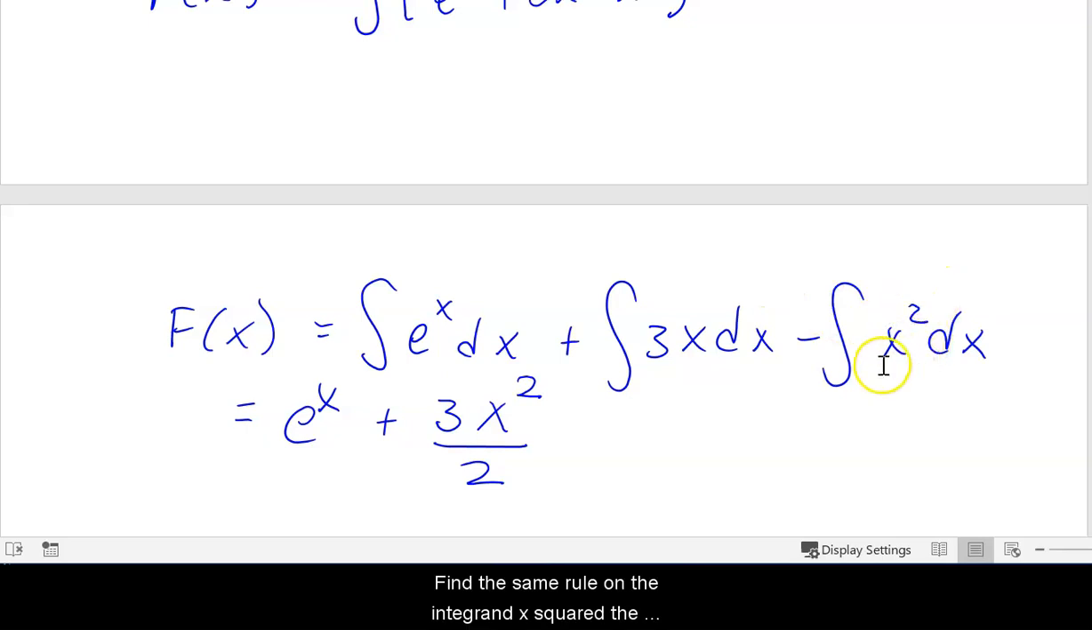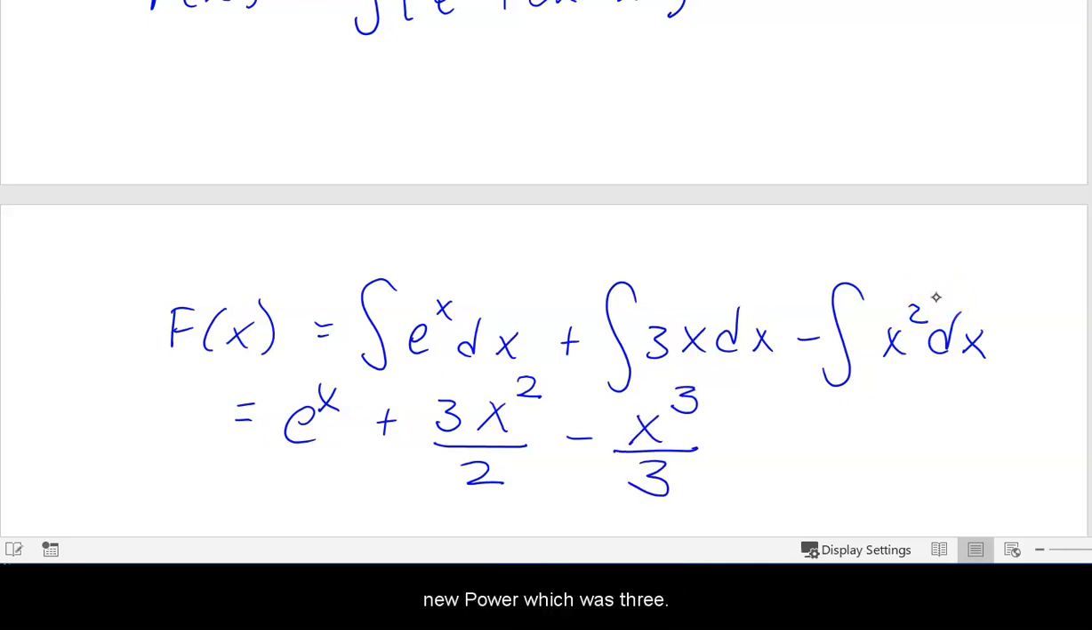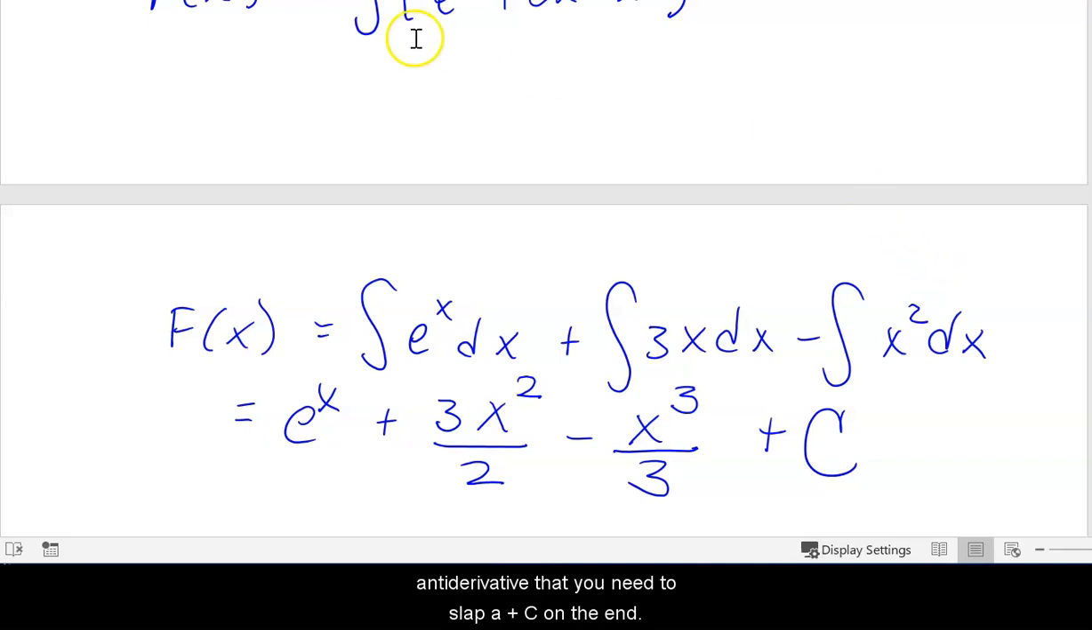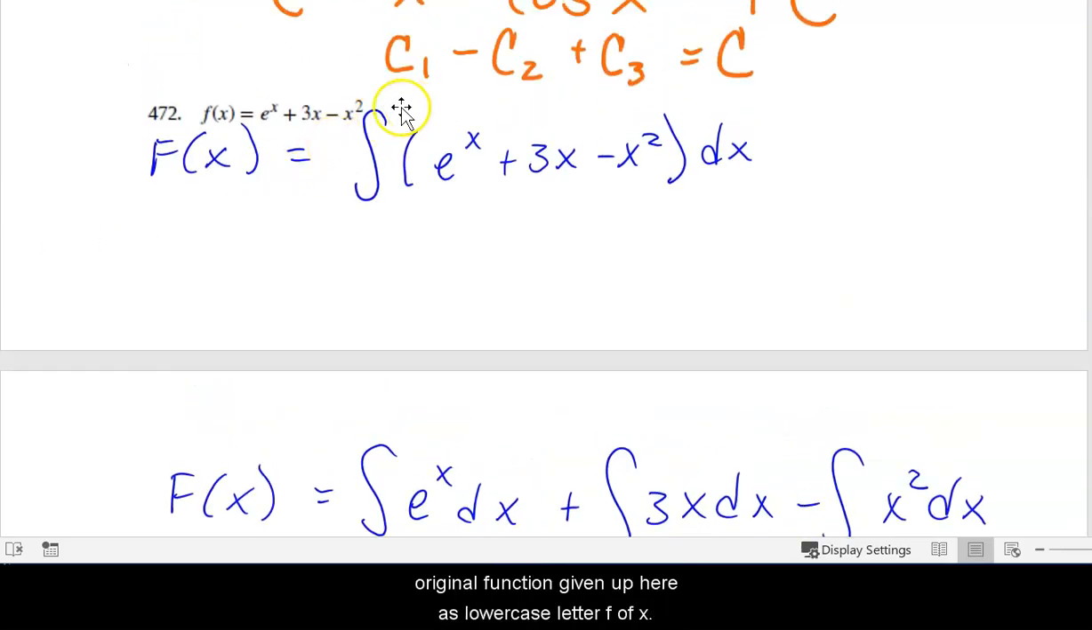Applying the same rule on the integrand x squared, the power was 2, so I add 1 to it to get 3 and divide by the new power, which was 3. Don't forget that since you are evaluating an antiderivative, that you need to slap a plus c on the end. This will give us the antiderivative function for the original function given up here as lowercase letter f of x.